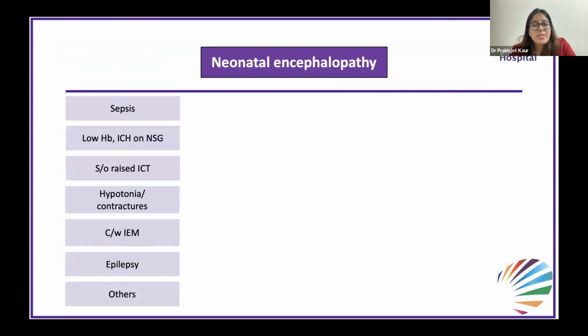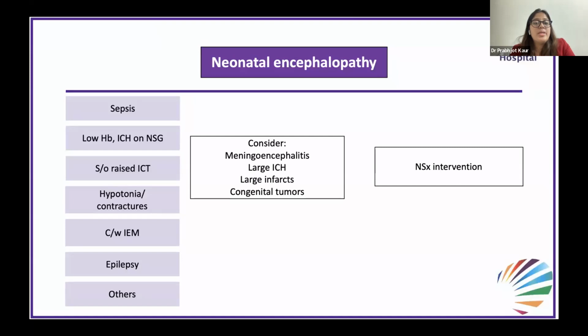So common causes of neonatal encephalopathy include sepsis, which we will diagnose on the basis of our X-rays, screens, cultures, low HB, and intracranial hemorrhage we can diagnose on neurosonogram. In case we have a child with raised ICP features, we do need to consider meningoencephalitis, large intracranial hemorrhages, large infarcts and congenital tumors, and we may need to consider early neurosurgery intervention. Normally, acute ischemic strokes or infarcts do not present with raised ICP. Large infarcts, however, can present with a raised ICP, and it can present with considerable encephalopathy.